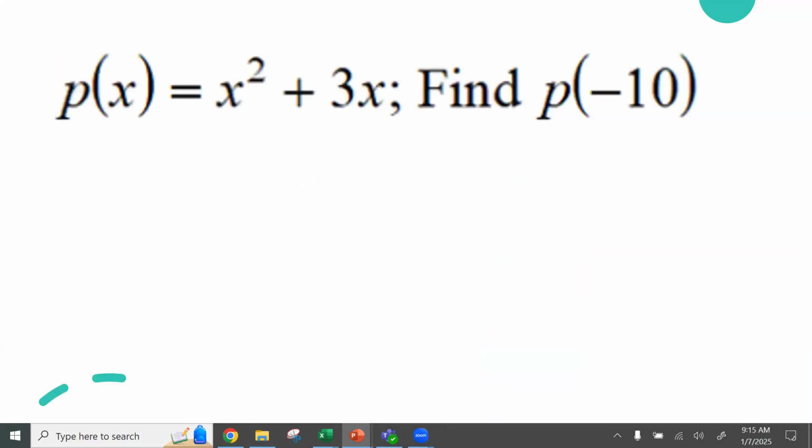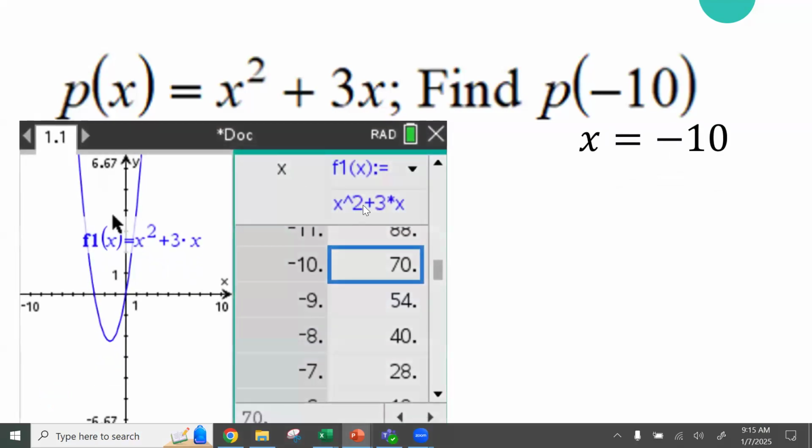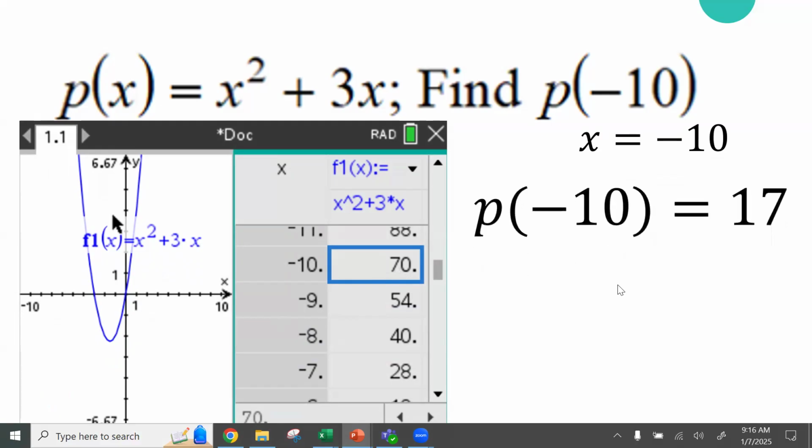Again, p of x equals x squared plus 3x. You're going to type into the graphing page x squared plus 3x. Then they want you to find where x is negative 10. So graphing it into the graphing calculator, I get that. I use my table to find where negative 10 is, and then it says 70 over here, and that's what I'm looking for. So you do have to write it in proper function notation. p of negative 10 equals 70.